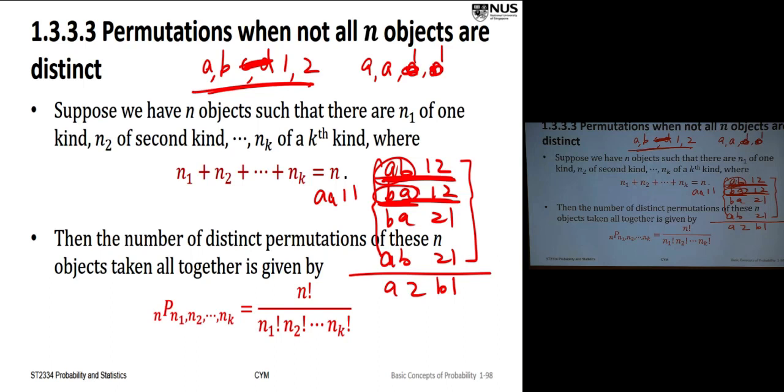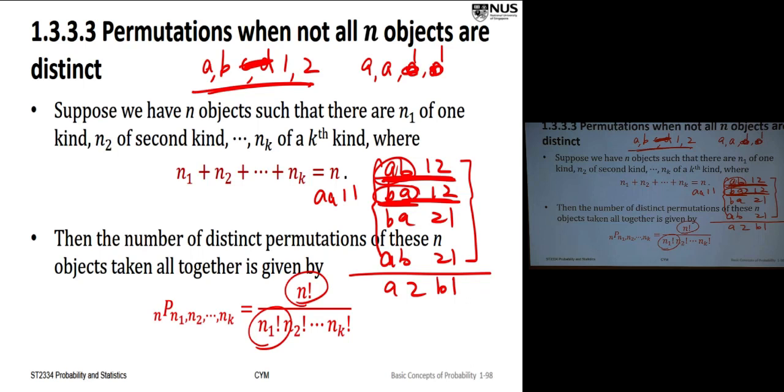Similarly, for the numeric, you have only 2, 1 and 2. So you see how many ways that you can permute them. So you just have to divide the number of ways. All right. This is the distinct one, and then divide by n1 factorial. This is the number of ways that you permute the n1 indistinct objects.